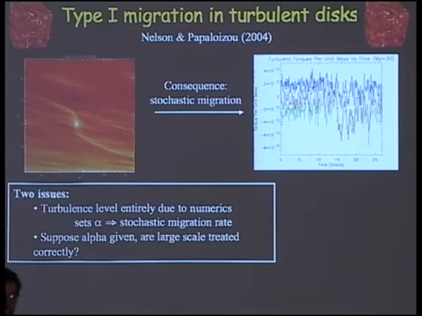So you can think about two issues here. First of all, the turbulence in this simulation, the saturation, is entirely set by the numerics. It has nothing to do with what sets alpha. So you have to take that into account when you calculate, for example, the stochastic migration rate. But you can view this problem the other way around. You can say, look, the numerics are giving me this value of alpha, and I know it's about the same as the value I expect from the lifetime of protoplanetary disks. So it could give me the right answer, provided you treat the large scales properly in this simulation.